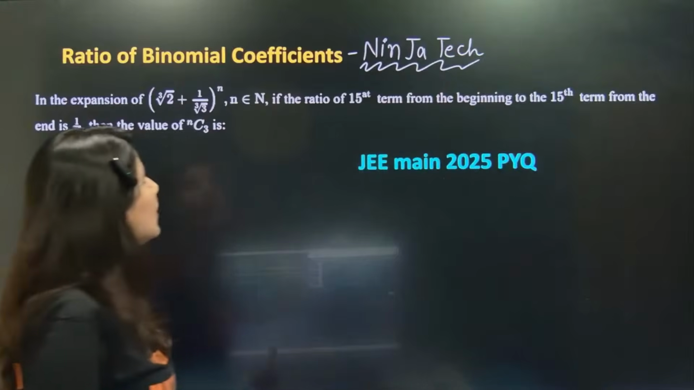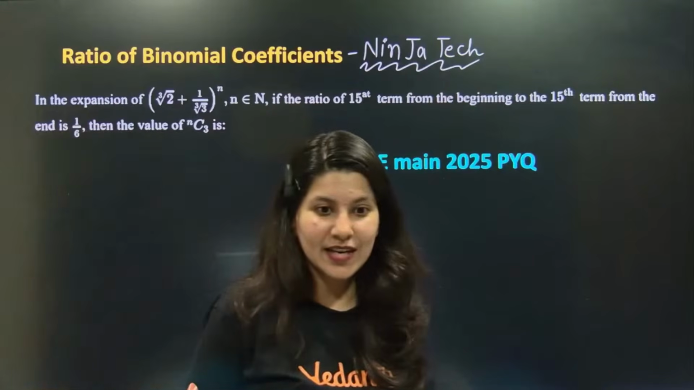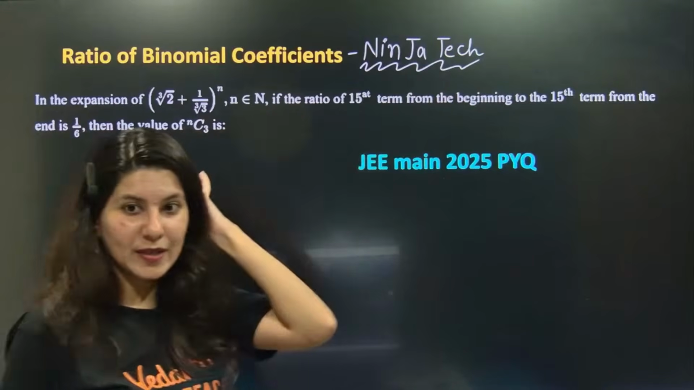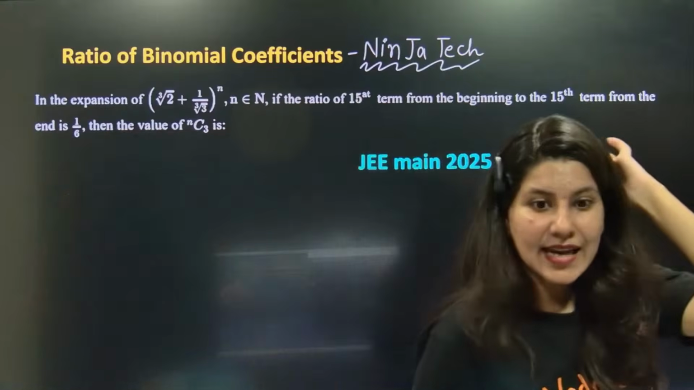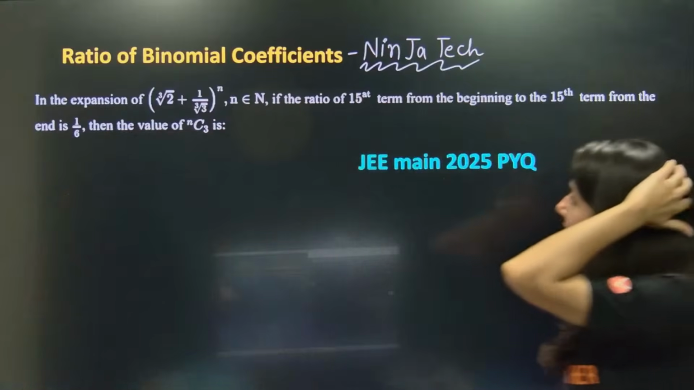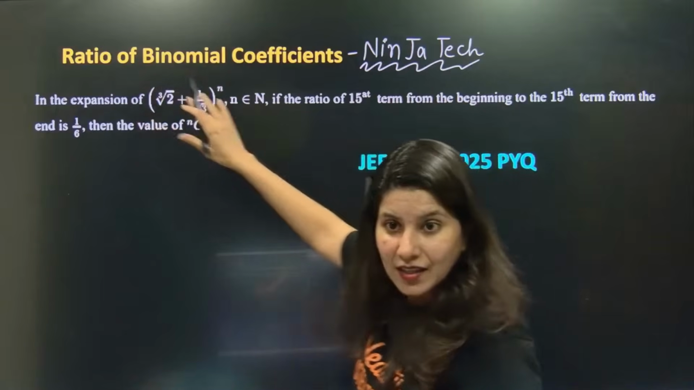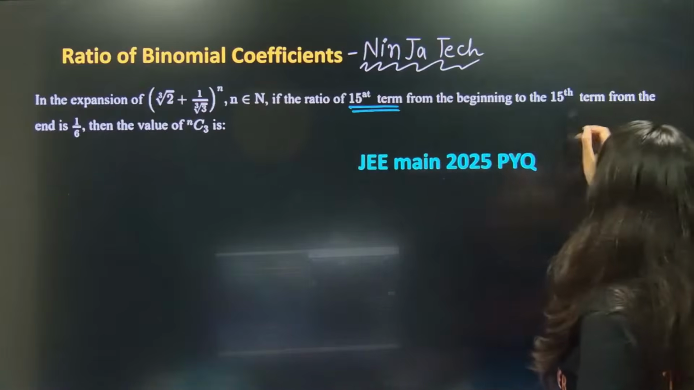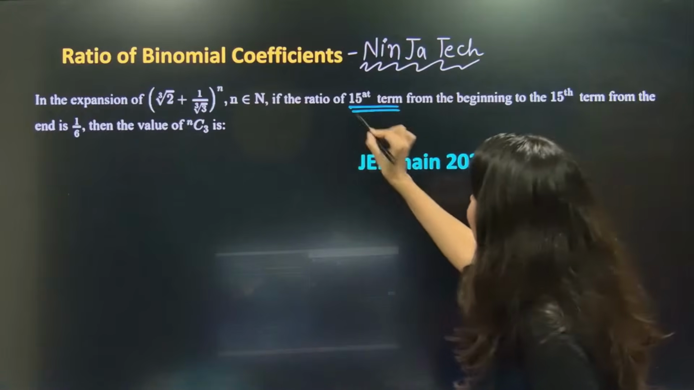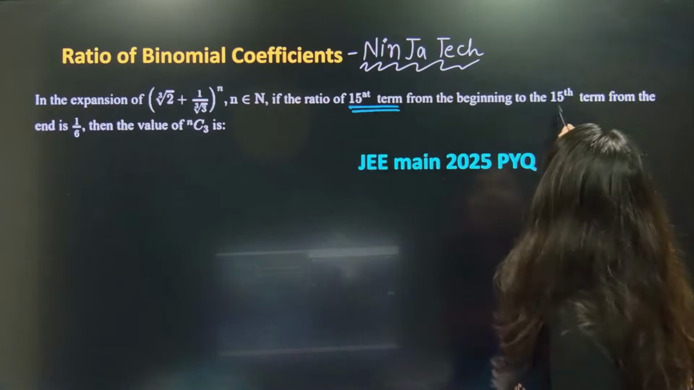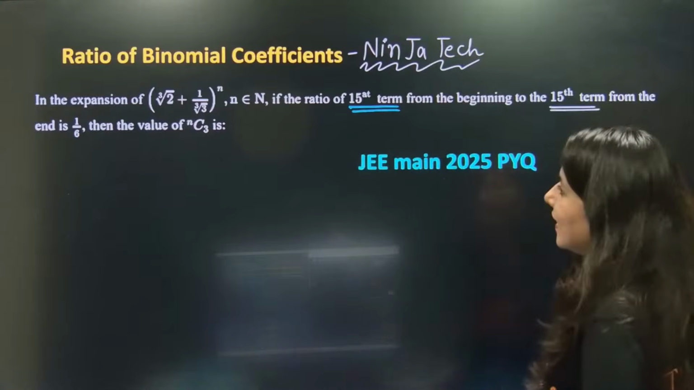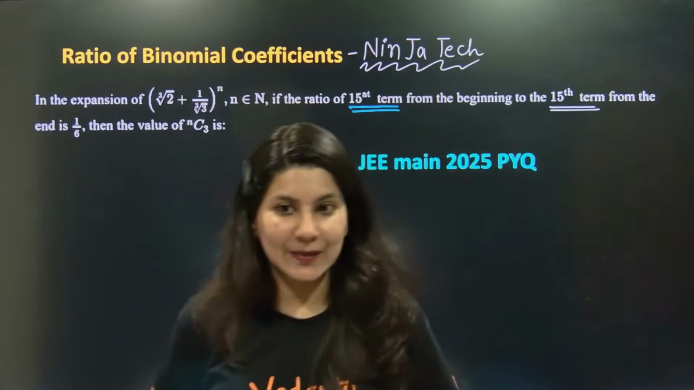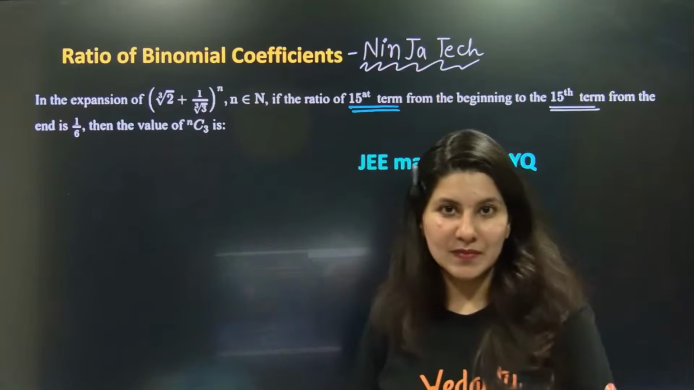So now I have a ninja technique. Whenever ratios of binomial coefficients are there, are we ready for the ninja technique? First of all, let's understand: in the expansion of this, the ratio of the fifth term from the beginning to the 15th term from the end is 1 by 6. Find the value of NC3.